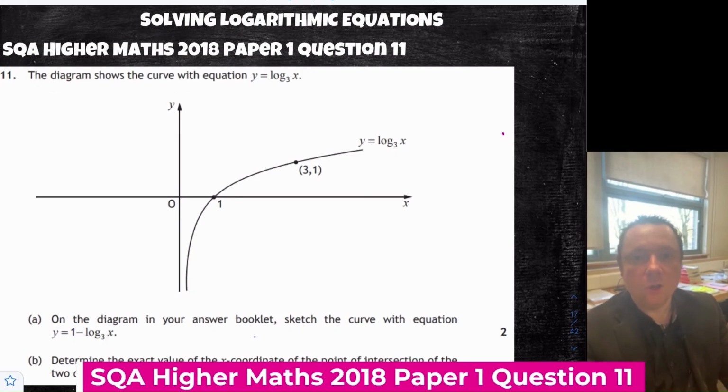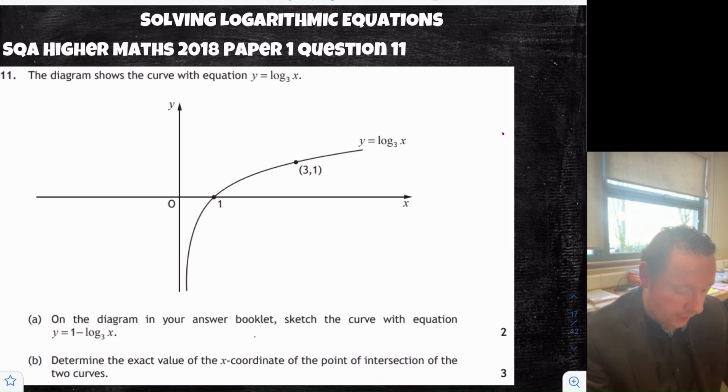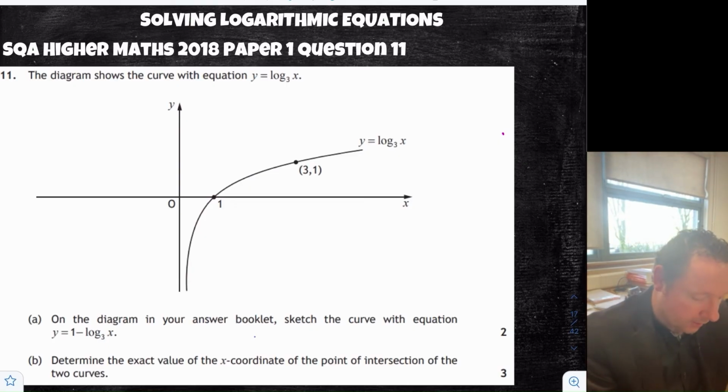And we're done there. Solving logarithmic equations, SQA Higher Maths 2018, paper 1, question 11. The diagram shows log base 3 of x. On the diagram in the answer book, sketch the curve of equation 1 minus log base 3 of x, and then find the point of intersection between the curves, which will be solved with logarithmic equations. So 1 minus log base 3 of x, the minus part here tells me to reflect in the x-axis, and then the 1 part, which I'll do in another colour here, tells me to then move up by 1.